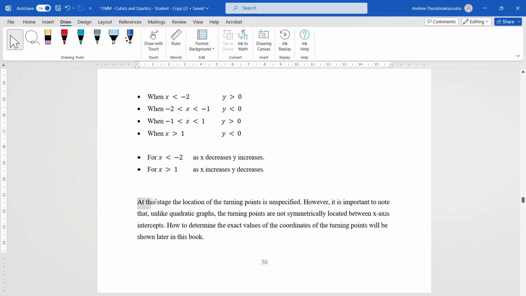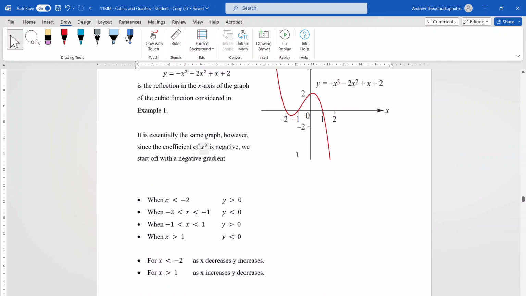Like we said, at this stage the location of the turning points is unspecified. However, it is important to note that unlike quadratic graphs, the turning points are not symmetrically located between the x-axis intercepts. How to determine that we'll show you later, but we can also sketch it in our CASs.